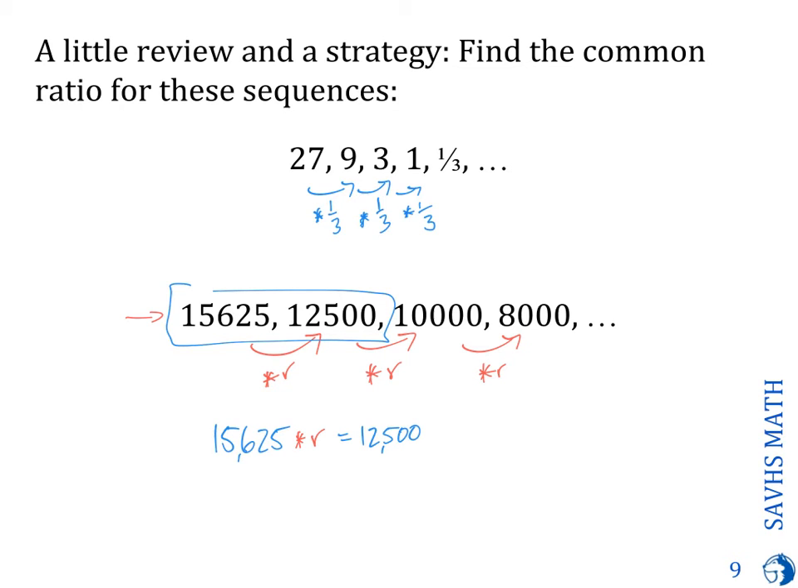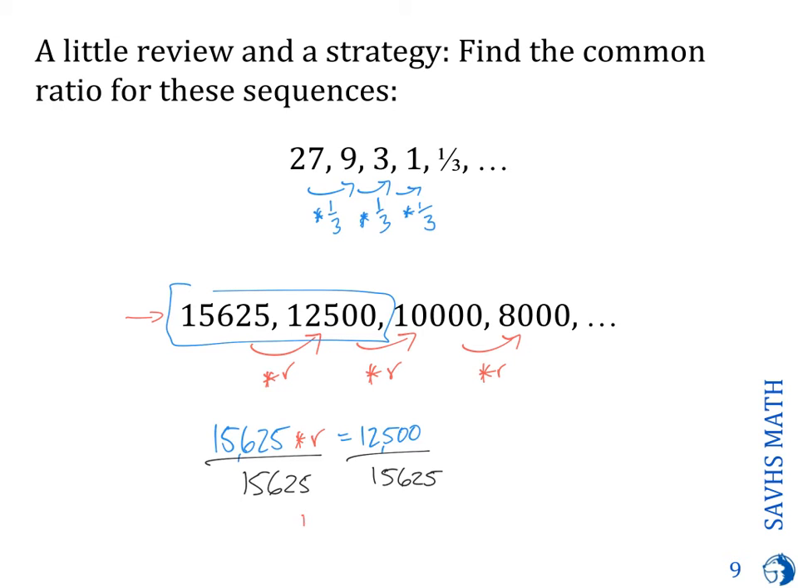I know that because that's what a geometric sequence is. A geometric sequence has a common ratio where you're multiplying by the same thing every step. So if I'm multiplying by R every step, I can actually solve for R, and I can do that by just dividing by 15,625 on both sides. Because now 15,625 divided by 15,625 is 1, and so now I have 1 R over here.